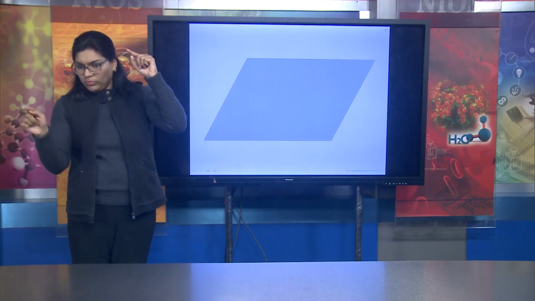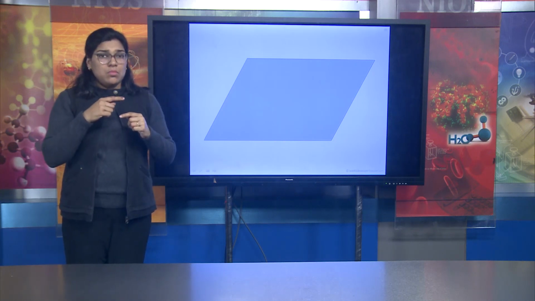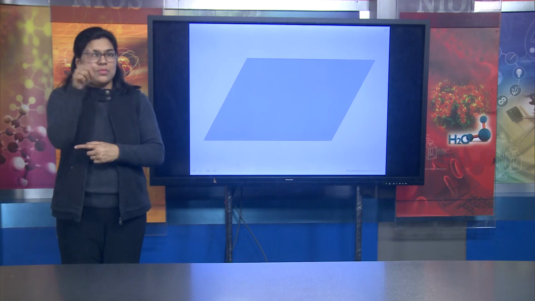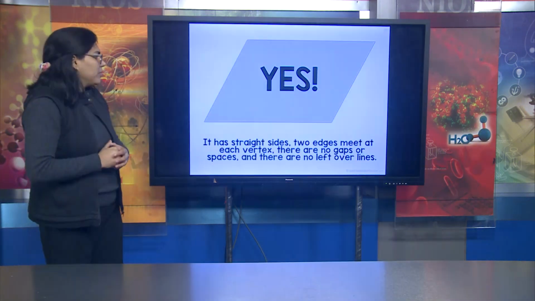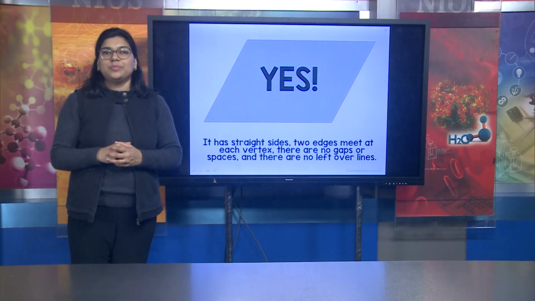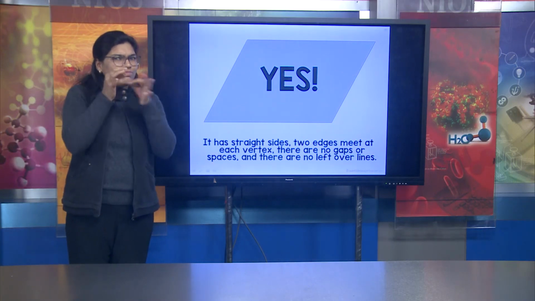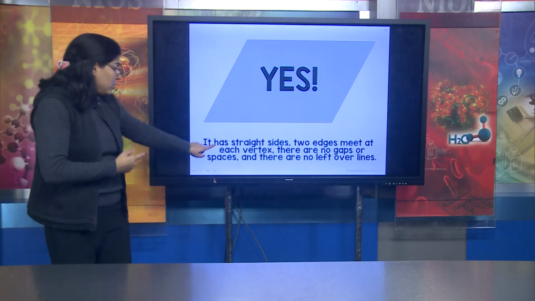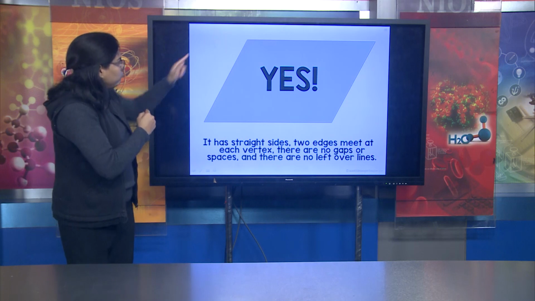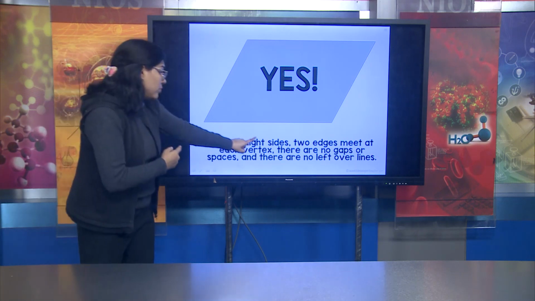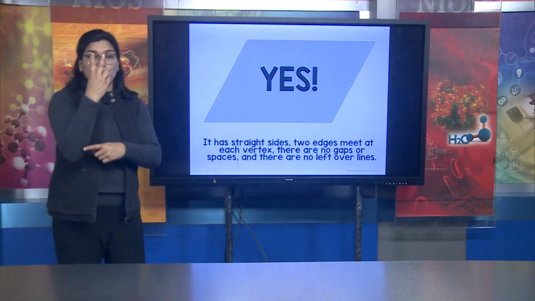What do you think? Can it be a polygon? Yes or no? Let us see the answer. Yes. How do you think it is a polygon? Because it has straight lines. See, this is a straight line and two edges.